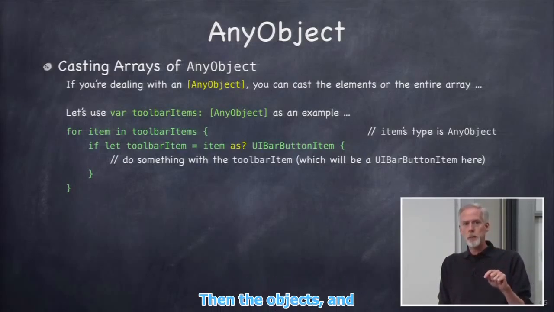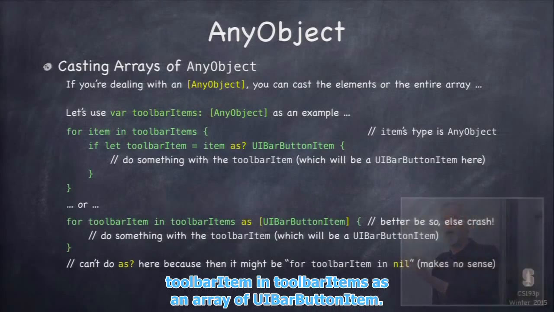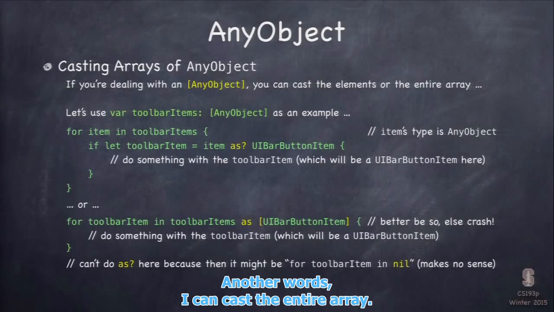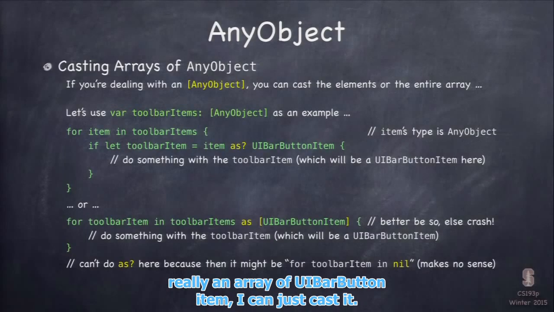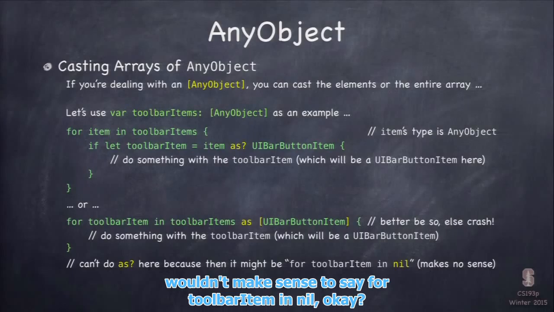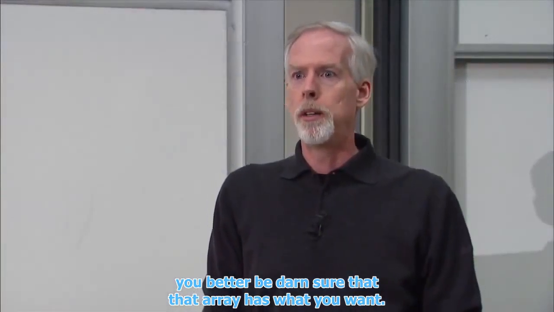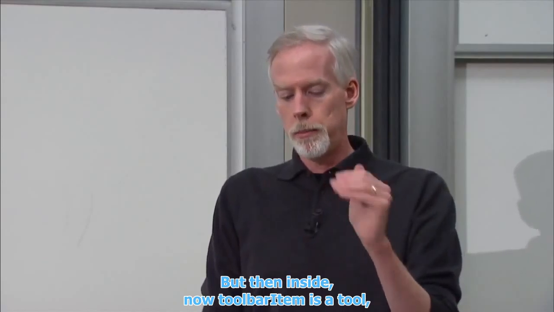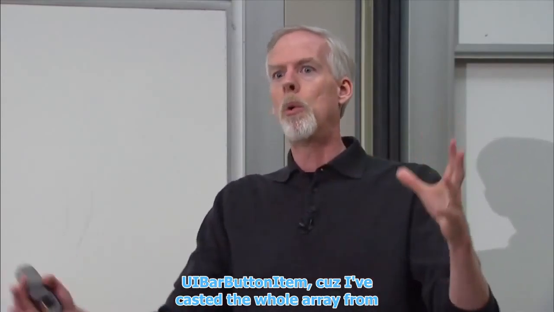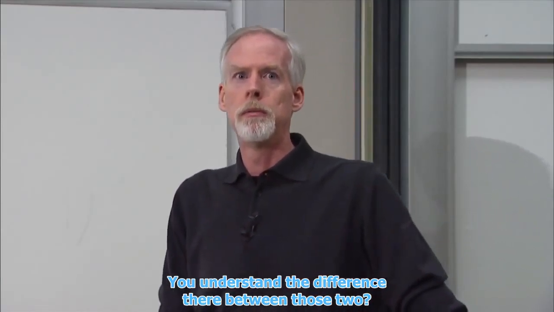But I can do it another way too, okay? Which is I can say for toolbarItem in toolbarItems as an array of UIBarButtonItem. In other words, I can cast the entire array. If I know that that array of AnyObject is really an array of UIBarButtonItem, I can just cast it. Now this one, you can't do question mark because it wouldn't make sense to say for toolbarItem in nil, okay? So that makes no sense. So here you better be darn sure that that array has what you want. But then inside, now toolbarItem is a UIBarButtonItem because I cast the whole array from array of AnyObject to array of UIBarButtonItem. Understand the difference between those two?